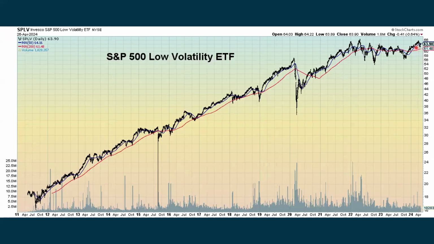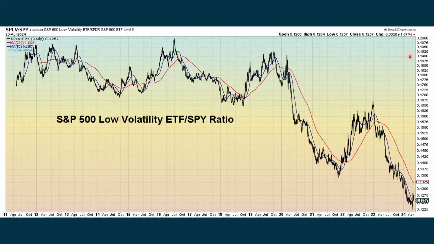We look at low volatility stocks, which are in an uptrend when you look at them all by themselves. And these are stocks that folks tend to get into when they're concerned about a market decline. This is more of a defensive type of play. But when you compare it to the performance of the S&P 500, the low volatility ETF continues to underperform. Now, as the S&P was going down, we saw this going up, but now it's starting to drop down with this ratio.